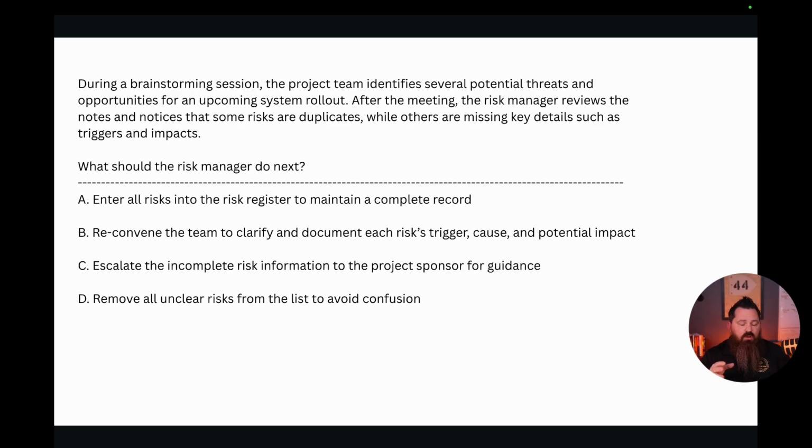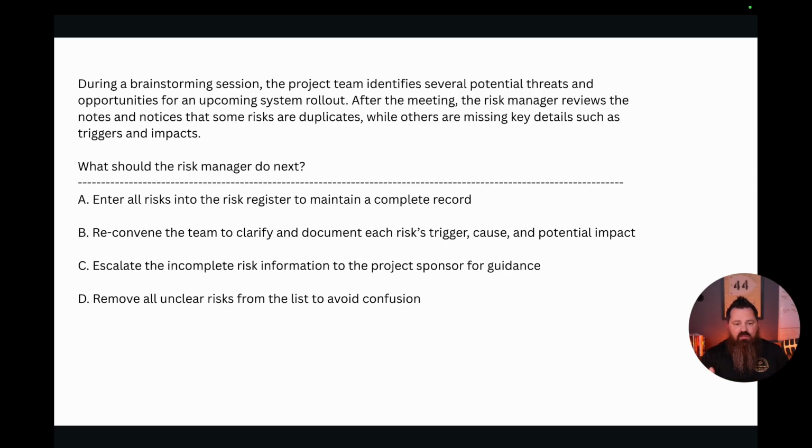All right, so now we want to look at what the risk manager needs to do next in this scenario. Obviously they're in a brainstorming session. That right off the bat tells us that we're most likely in some form of risk identification scenario, where the team has identified several potential threats and opportunities. So we know that the point in the process that we are at is risk identification.